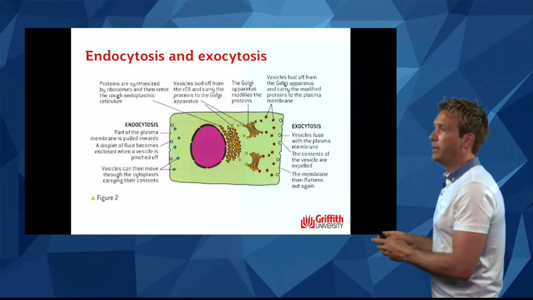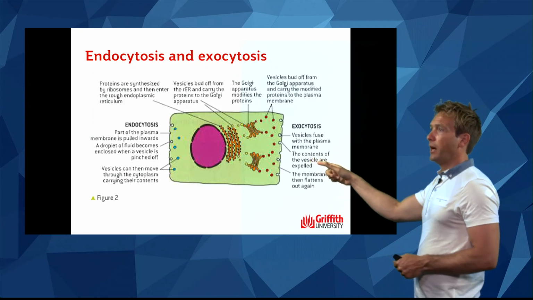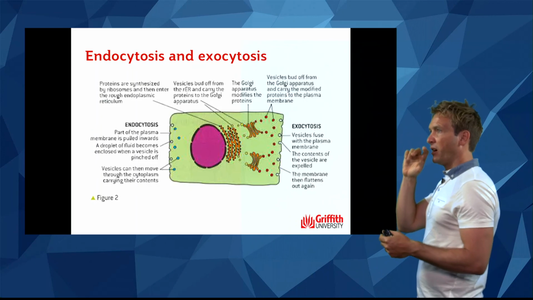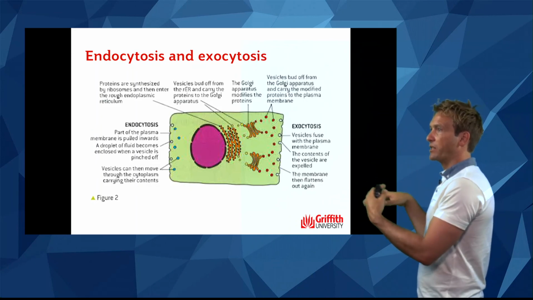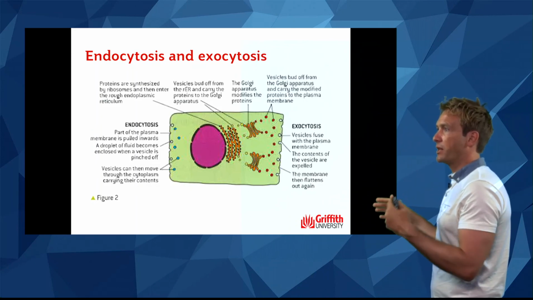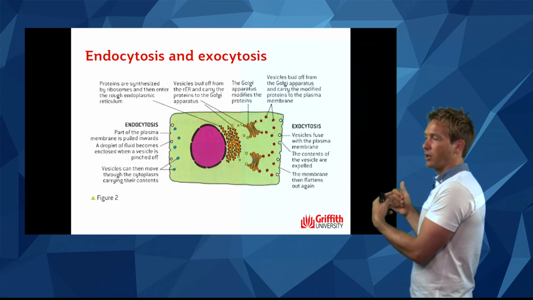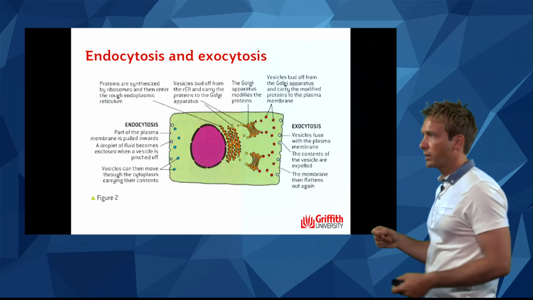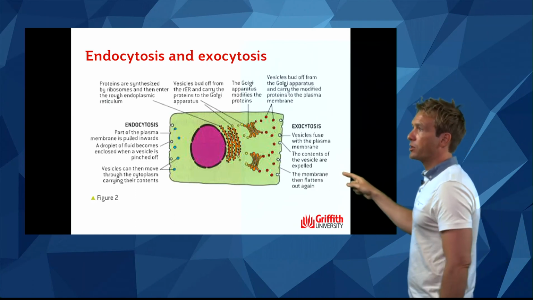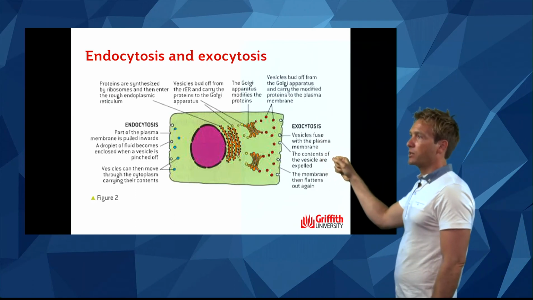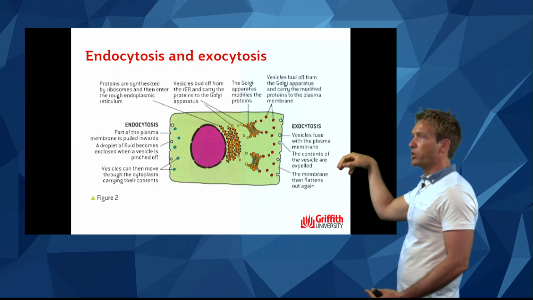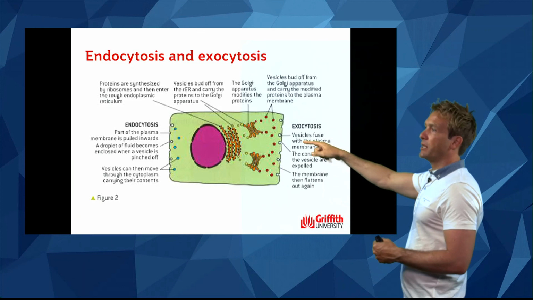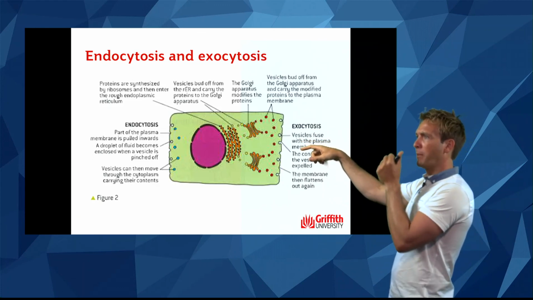Okay, so endocytosis we've got on the far side there. Part of the plasma membrane pulls inwards, and a droplet of liquid becomes enclosed when the vesicle is pinched off, and these vesicles can then move through the cytoplasm carrying their content. So they might have, like I said, some kind of nutrient particle, etc. And then you can see there, exocytosis, the vesicle fuses with the plasma membrane and dumps the contents in the outside.